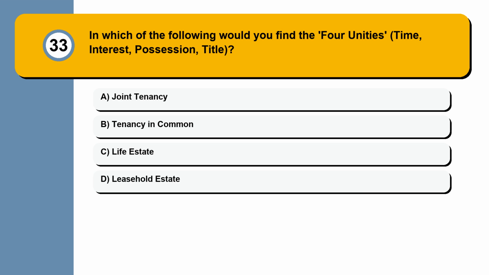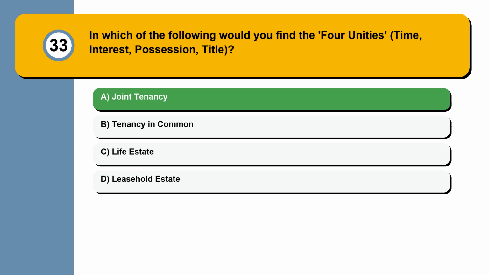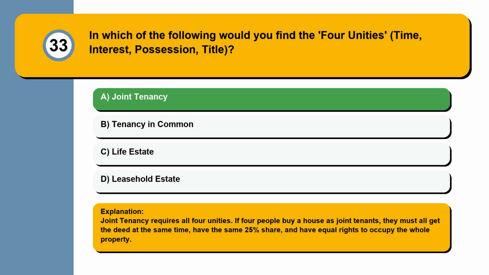Question 33. In which of the following would you find the four unities: time, interest, possession, title? Joint tenancy, tenancy in common, life estate, leasehold estate. Joint tenancy requires all 4 unities. If 4 people buy a house as joint tenants, they must all get the deed at the same time, have the same 25% share, and have equal rights to occupy the whole property.